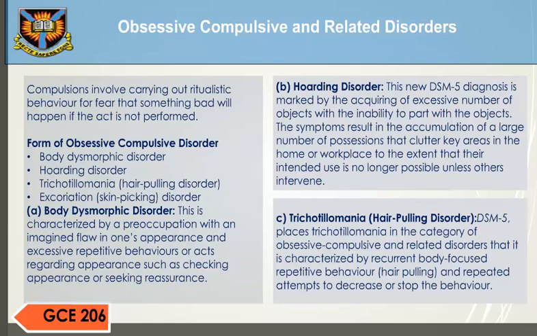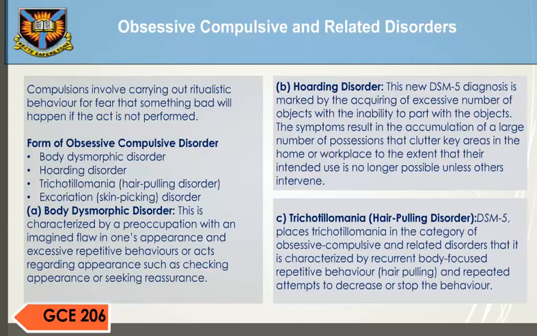Forms of obsessive compulsive disorder: body dysmorphic disorder, hoarding disorder, trichotillomania, hair pulling disorder, excoriation, skin picking disorder. A. Body dysmorphic disorder. This is characterized by preoccupation with an imagined flaw in one's appearance and excessive repetitive behaviors or acts regarding appearance, such as checking appearance or seeking reassurance.